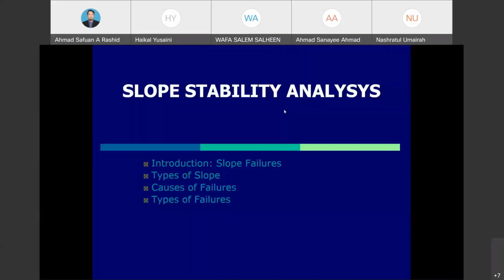So for today's class, I will give an introduction on slope stability analysis, whereby you may learn several subtopics, which are the introduction of slope failure, types of slope, causes of failure, and types of failures. So there will be no calculations for this subtopic, for this first week lecture.